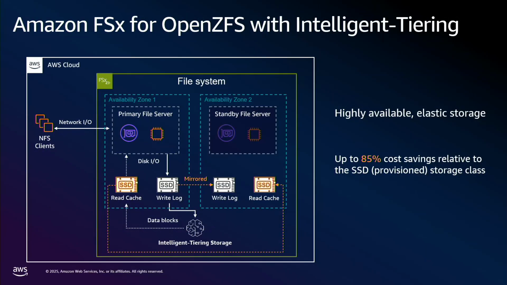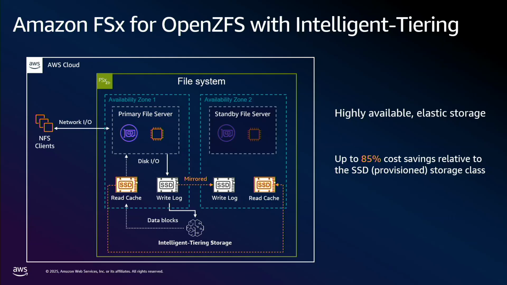And diving into how we deliver resilience here, writes are acknowledged into an SSD write log attached to the primary file server. They're mirrored synchronously into the other availability zone into the secondary file server before that write's acknowledged. We've also got an optional read cache, and that's mirrored as well, so in the event of failover, your data's already warmed up and ready to go. And then all of this data is stored in our new resilient, regional, fully elastic storage class that optimizes for cost automatically.